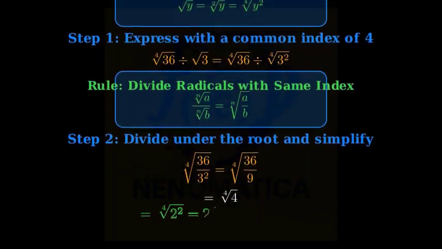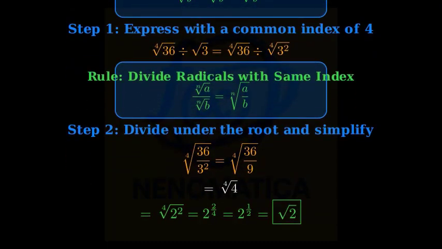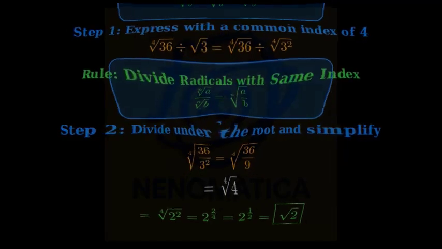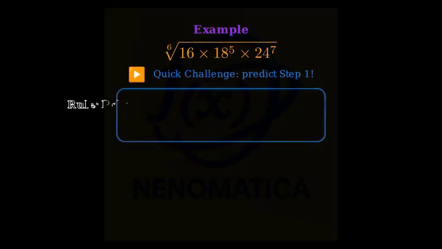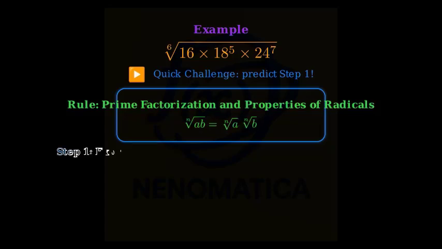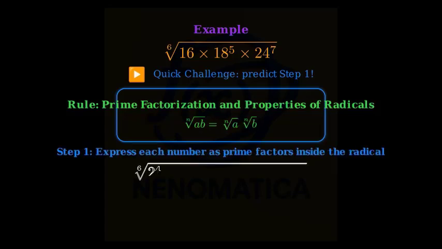Great work! Let's summarize what we used. First, convert different indices to a common index. Start with the example, label, then the orange problem statement. Prime factorization and properties of radicals. Step 1. Express each factor inside the radical in prime powers.